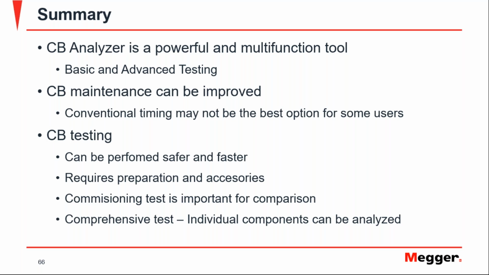And well, circuit breaker testing is a very comprehensive test. As you can see, even from the conventional timing, you get a lot of information. You get information from the coil, from the contacts, and from the mechanism. And adding, for example, motor current, you will make it a more and more comprehensive test, and you get a lot of information, and individual components can be analyzed.